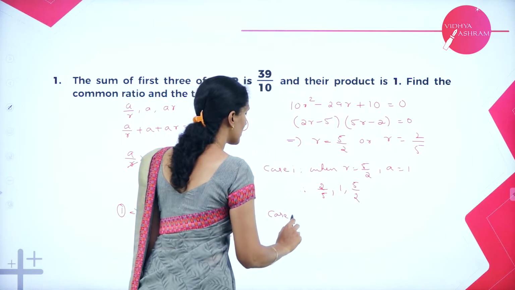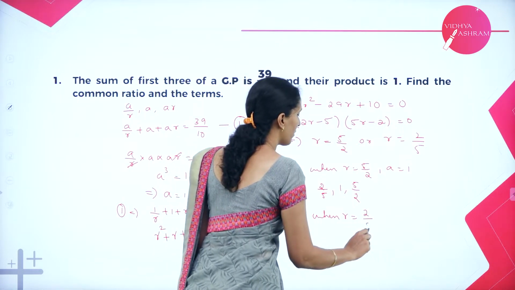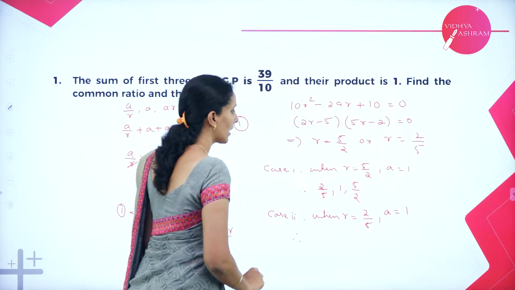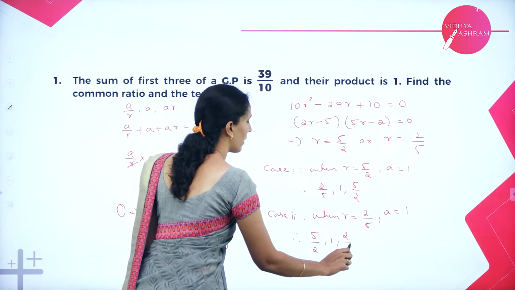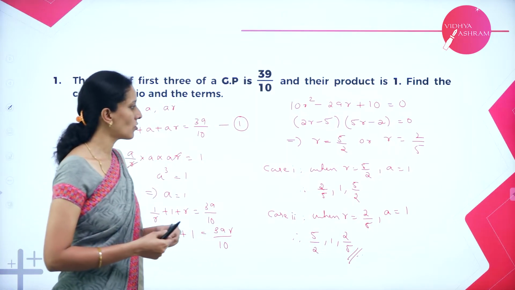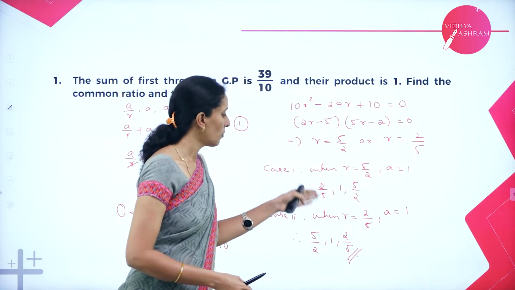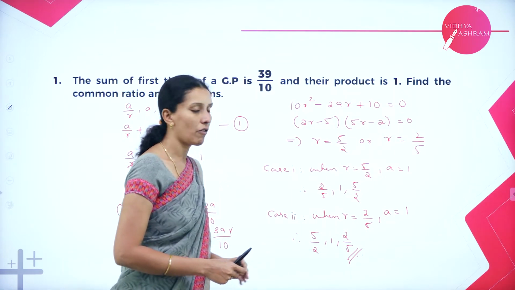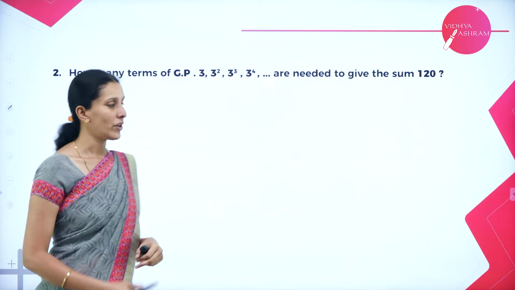Case 2, when R is equal to 2 by 5 and A is equal to 1. So therefore the terms here can be written as 5 by 2, comma 1, comma 2 by 5, which are one and the same. So it depends on the fraction of R. If it is in the form of 5 by 2, the sequence will be in the form of 2 by 5, 1 and 5 by 2. If it is in the form of 2 by 5, the sequence will be in the form of 5 by 2, 1 and 2 by 5. So let's look at the next question now.